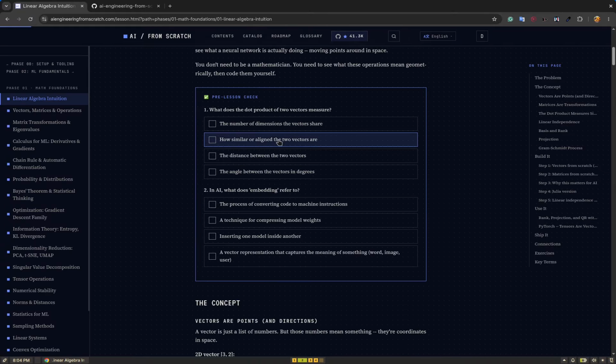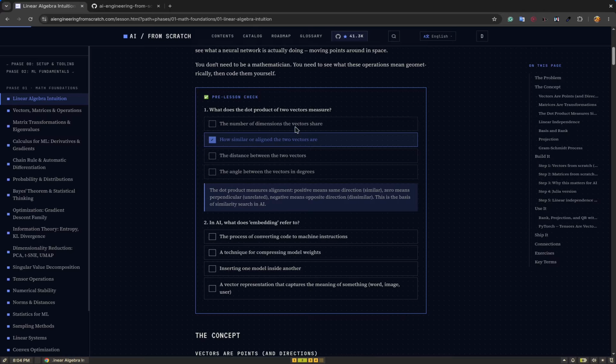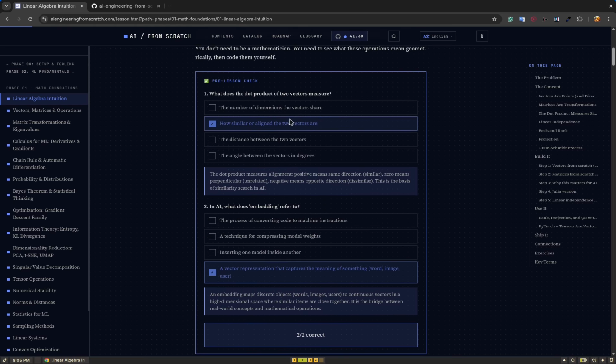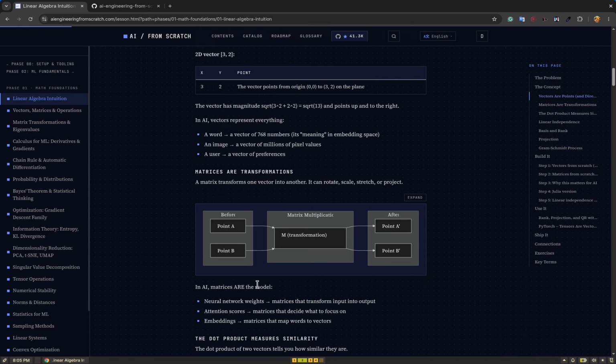It measures the similarity, I'm pretty sure. The problem with this question is all of the answers are just B for some reason. And in AI, what does embedding refer to? A technique? No, it's not a technique. It's a vector that represents the position of some word and captures the meaning of the word. Yes, this one. Ironic that I said all of the answers were B, and in this specific one, the answer was D.